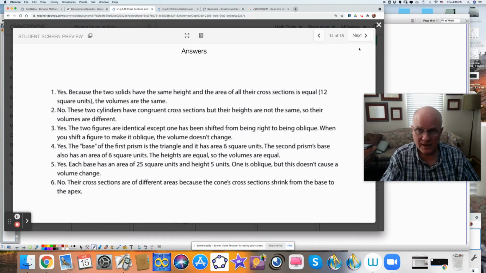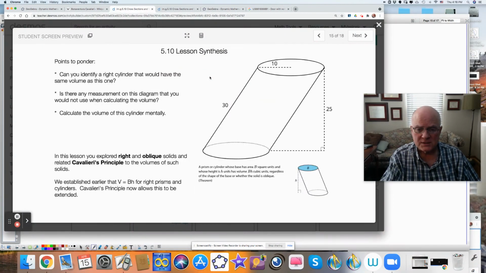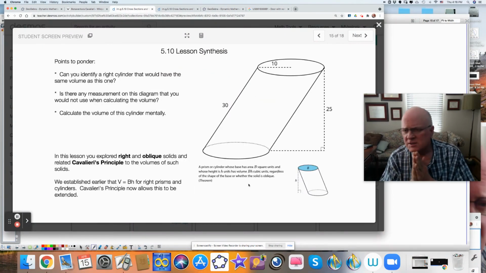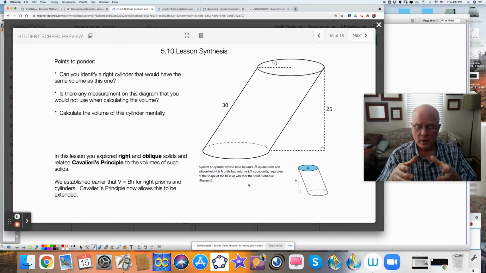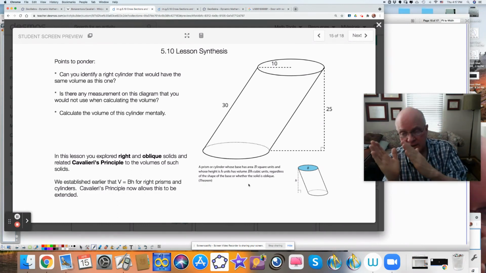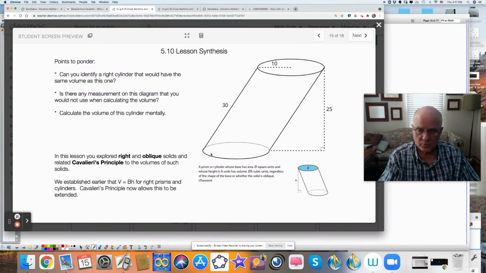And here are the answers to each of those, with explanations. Lesson synthesis. Can you identify a cylinder that has the same volume as this one? Well, if it's right, it's going to go up 25 straight up instead of up 30 at a slant. And which number would I not use in the volume calculation? I'm not going to use this 30. I might later on give you an angle and this hypotenuse and ask you to find the height to find the volume. But right now, the only numbers I need are the 25 and the 10.